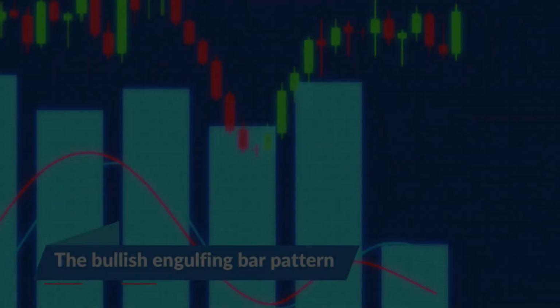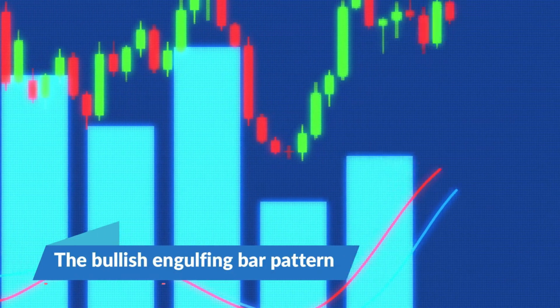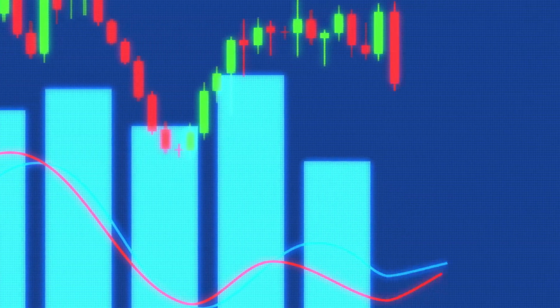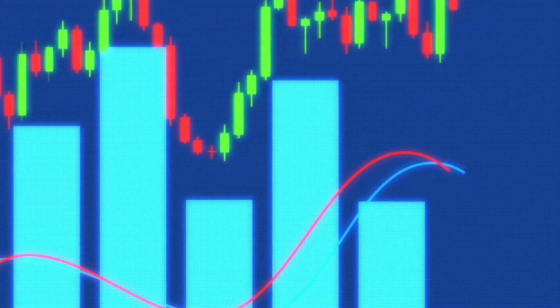The bullish engulfing bar pattern. The bullish engulfing bar consists of two candlesticks. The first one is the small body, and the second is the engulfing candle. The bullish engulfing bar pattern tells us that the market is no longer under control of sellers, and buyers will take control of the market.